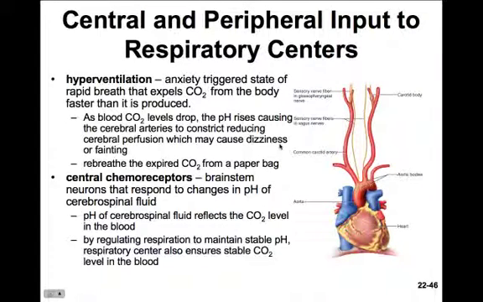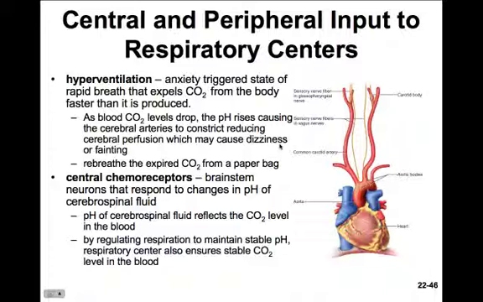Now, there are central and peripheral inputs to the respiratory centers. That is, there are sensors that we learned about when we looked at the circulatory system that will trigger a respiratory response. First of all, hyperventilation, which can be triggered by anxiety, because rapid breathing expels a lot of CO2 from the body. It expels it faster than it's being produced by the tissues. As the blood CO2 levels drop, the pH rises. This causes the cerebral arteries to constrict and reduces cerebral perfusion. This causes dizziness and could cause fainting. If we rebreathe the expired CO2 from a paper bag, that can take the hyperventilation triggered by anxiety away.